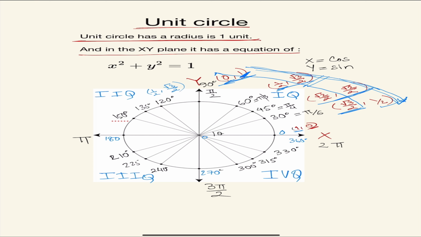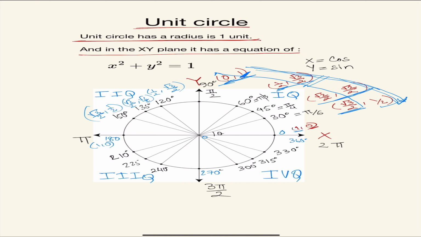Then 150 is going to be square root 2. 135 is square root 2 by 2, square root 2 by 2. And here 150 is going to be square root 3 by 2 comma half. Then 180 is going to be 1 comma 0. Now since it's the first quadrant, x is positive, y is negative.